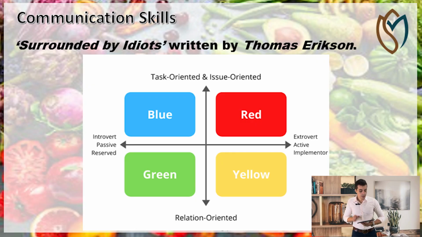This strategy is called Surrounded by Ideas, written by Thomas Erickson. In this strategy, it divides the personalities into 4 colors: blue, red, yellow, and green. Let's start talking about each personality.